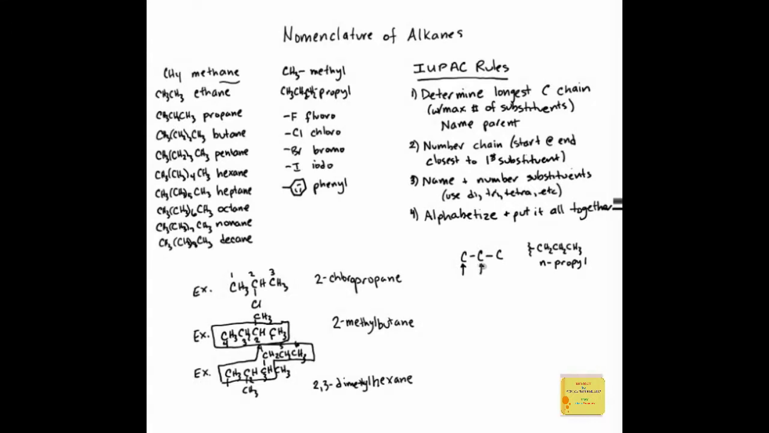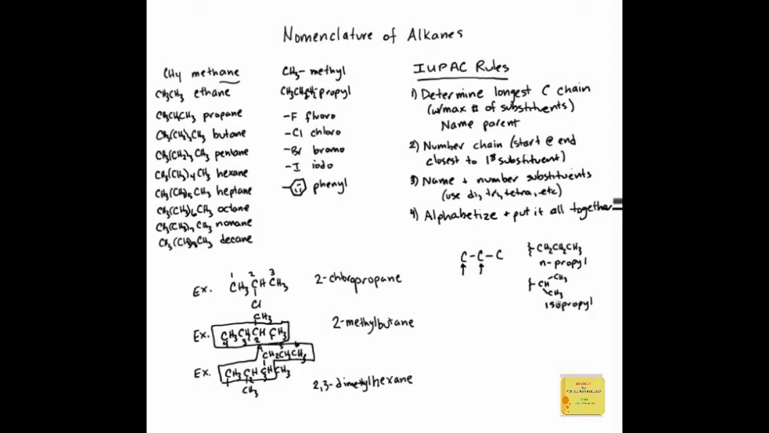If you attached at the middle carbon instead, the group that you've attached would be a CH with 2 CH3s on it. And this is a different arrangement. This is an isomer of the original arrangement. So we call this isopropyl.